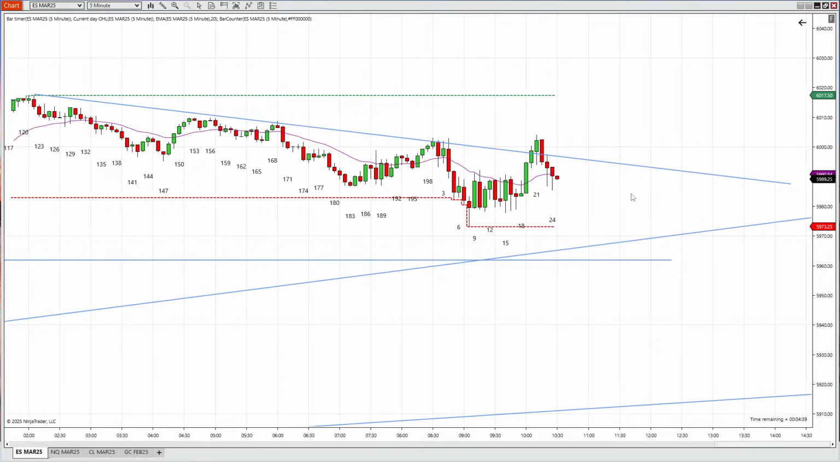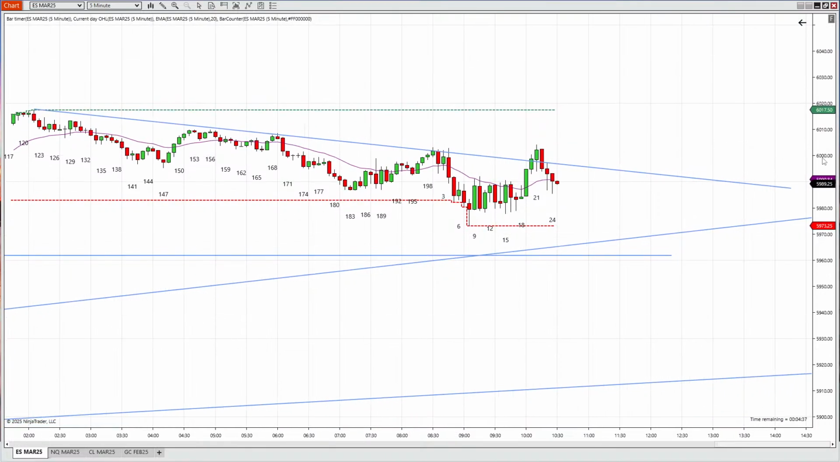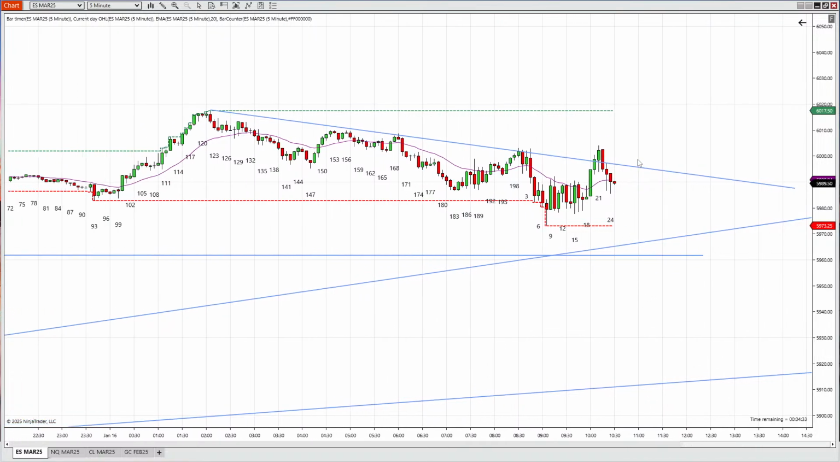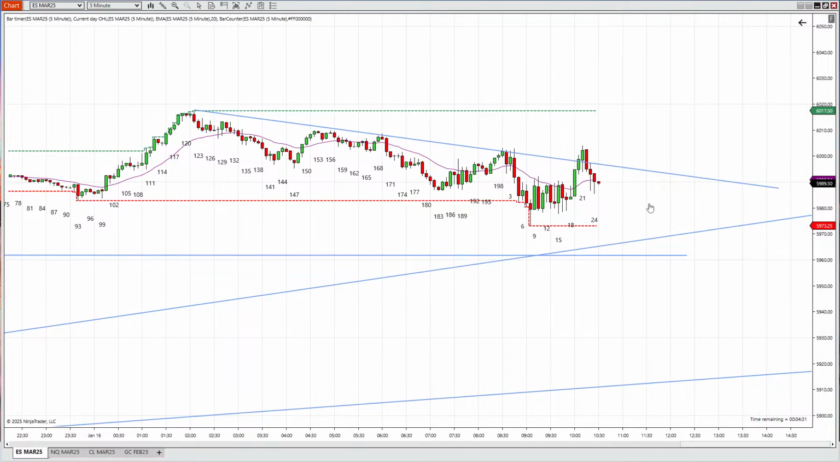Alright, did get a little bear bar there. I'm not really interested in being short here. I want a little bit more of a pullback. Let's let the bulls get it out of their system first. And once we've let them run around a little bit, we'll come in here and get short.